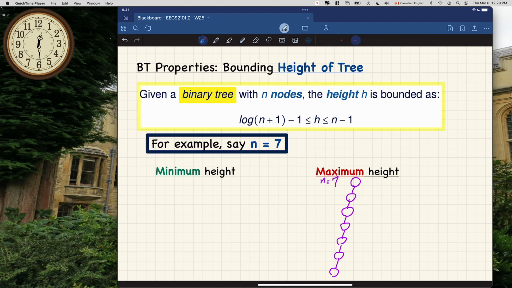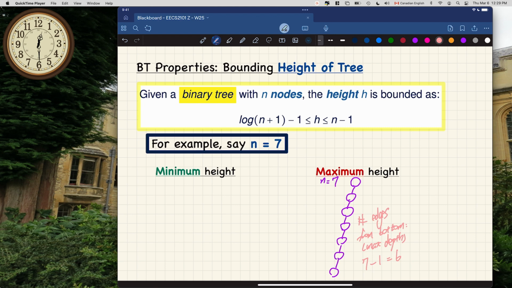Okay, you got 1, 2, 3, 4, 5, 6, 7. You got 7 nodes. What will be the number of edges, by the way? 6, right? n minus 1. So the number of edges from the bottom, which is the maximum depth, will be 7 minus 1, which will be 6.